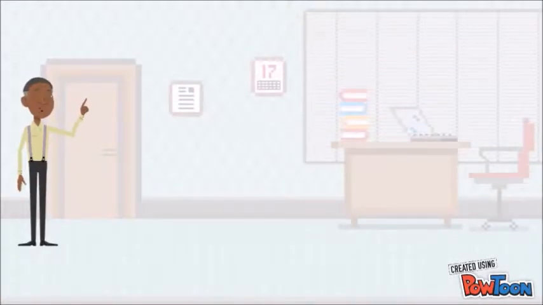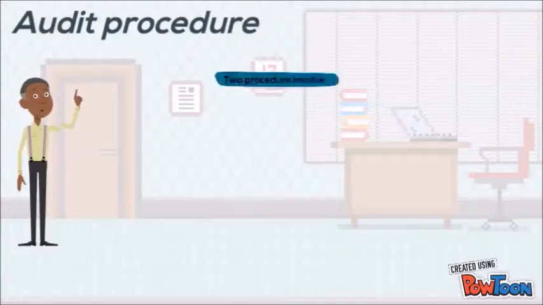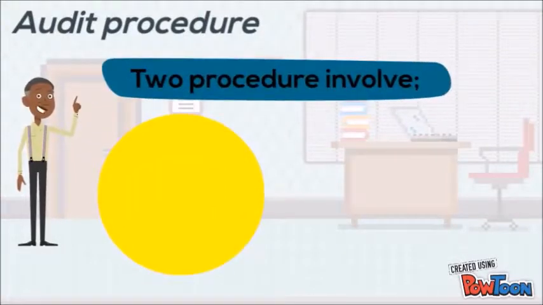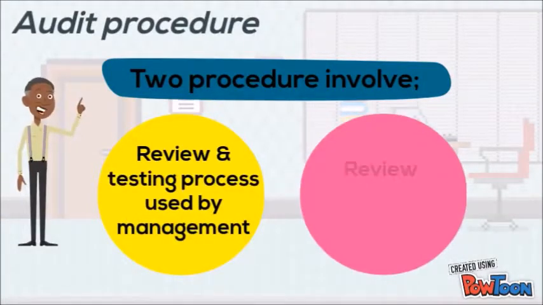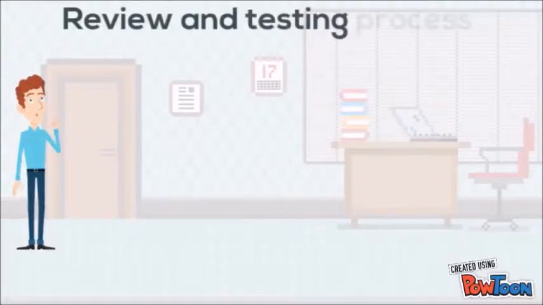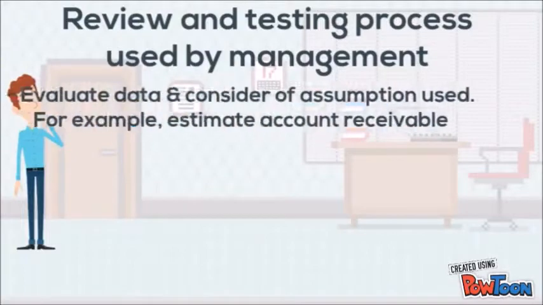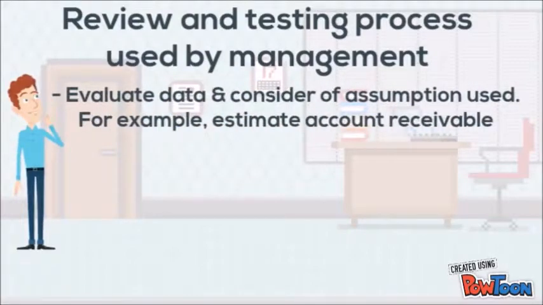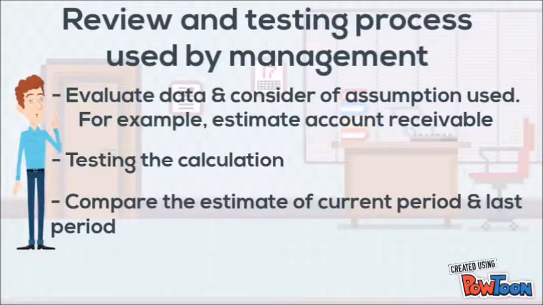Let us look at the audit procedures involved in accounting estimates. There are two procedures: reviewing and testing the process used by management, and reviewing subsequent events which have taken place. In reviewing and testing the process used by management, procedures such as evaluating data and considering the assumptions which are used, testing the calculation and comparing the estimate of the current and last period are implemented.